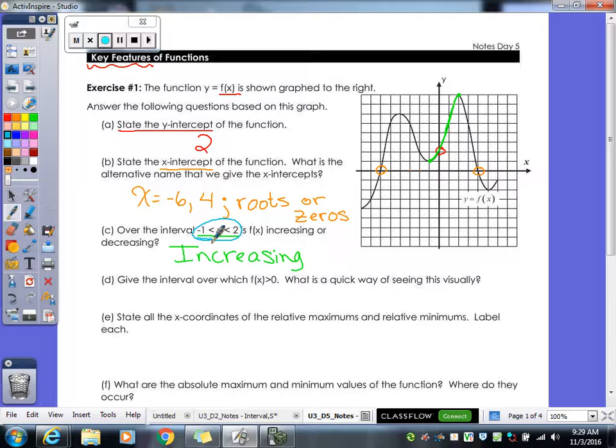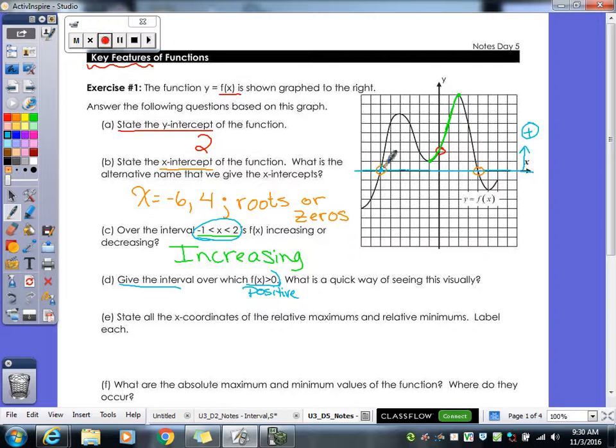D, give the interval over which the function is greater than 0. What is a quick way of seeing this visually? So the function's greater than 0. That means you're looking for when the function is positive, because positive numbers are greater than 0. So what we do is we look for when we are above the x-axis. That's when we're positive, because that is when your y values are positive. So that means the function is positive at that point.